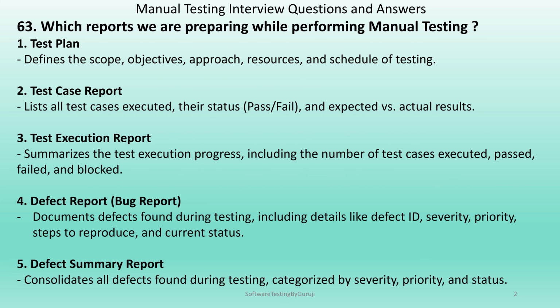First question is, which reports are we preparing while performing manual testing? First is test plan. Define the scope, objective, approach, resources and schedule of testing. Second, test case report. List all test cases executed, their status, pass or fail, and expected versus actual result. Third, test execution report. Summarize the test execution progress, including the number of test cases executed, pass, fail, and blocked.